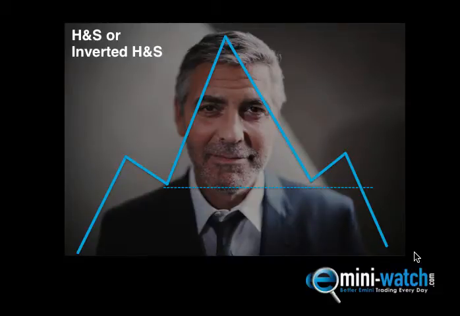So a couple of things to note. First of all, the dotted line connecting the two shoulder points here is called the neckline, and a break of that neckline with traditional technical analysis is viewed as confirmation that that's a real head and shoulders pattern, and that's now broken into a downtrend.